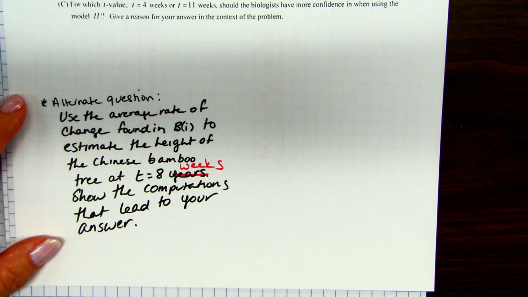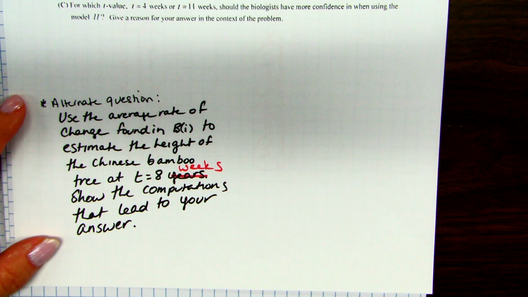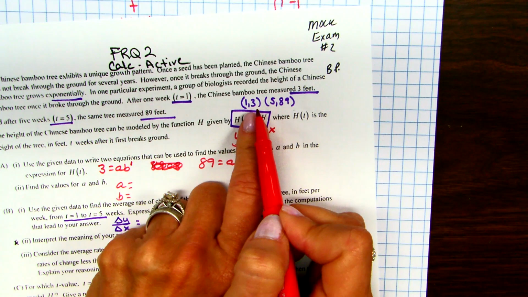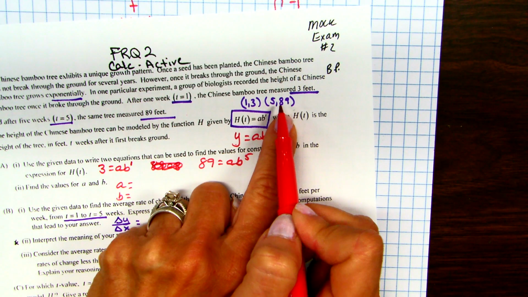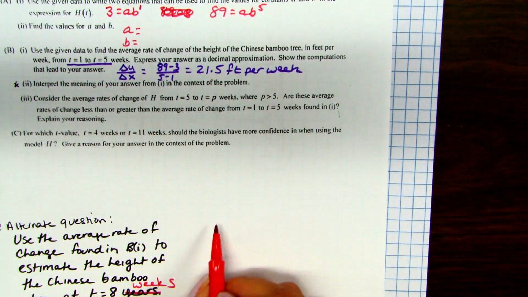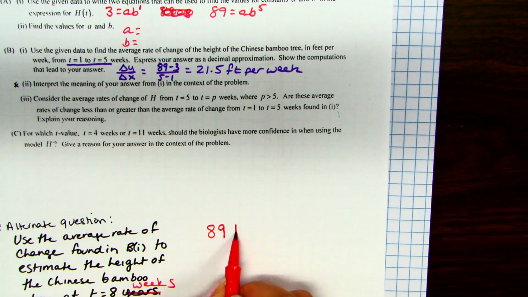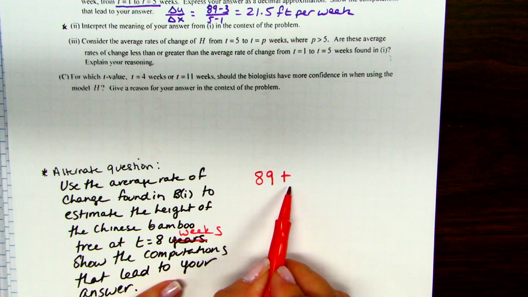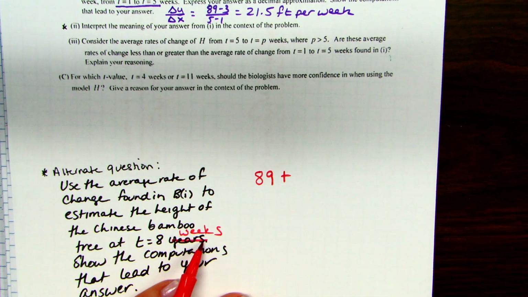So this is where you start with one of the ordered pairs. It really doesn't matter. Start with one of the ordered pairs they gave us. You can start with week 1, it was 3 feet, or week 5, it was 89 feet. I'm going to pick week 5. So at week 5, we were already at 89 feet. How can we figure out what it would be at 8 weeks? Well, between 5 weeks and 8 weeks is how many weeks? 3, right? We want to know what happens in week 6, week 7, week 8. That will be how tall it is then.